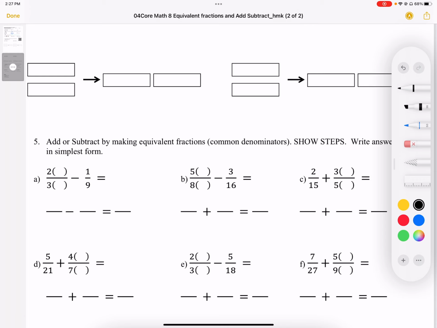Make sure you show your steps, show your multiplying factors. So when I talk about multiplying factors, I'm talking about these pieces here in the brackets. Make sure you show the calculation with equivalent fractions, so equivalent denominators.